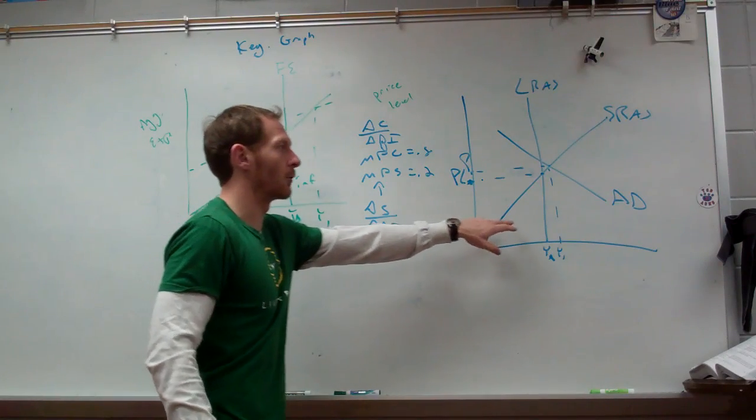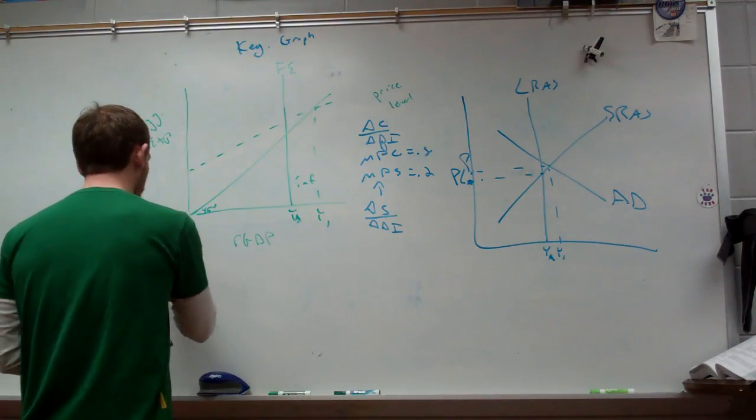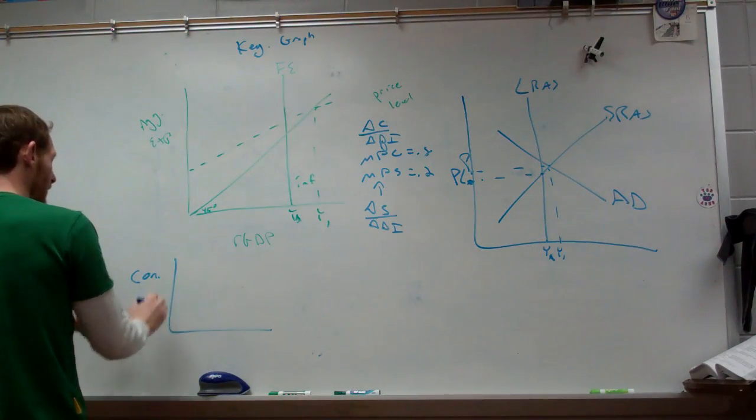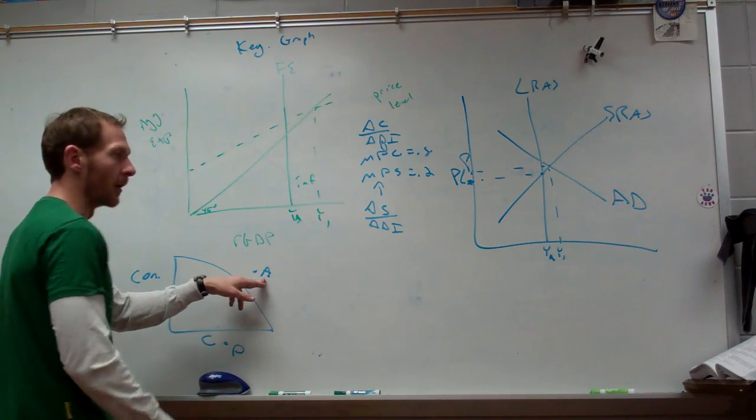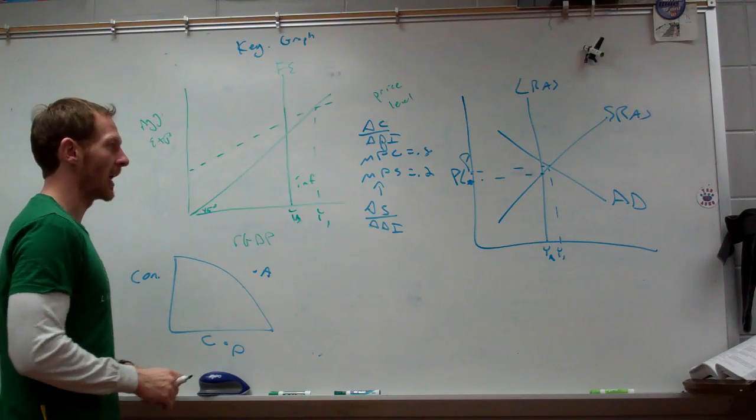If we were going to graph this on a production possibilities curve, right? And we had consumer spending over here and capital spending, and here's our curve, we'd be producing here beyond. We'd be in an inflationary state.